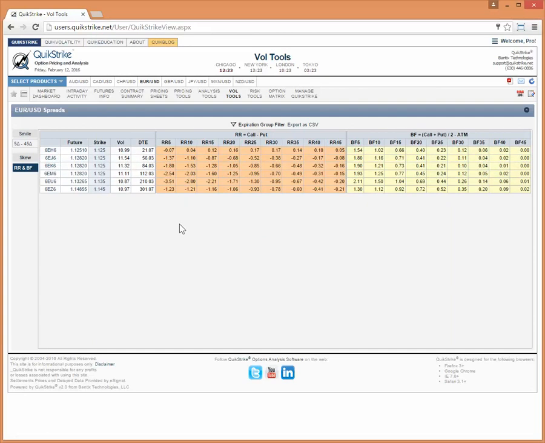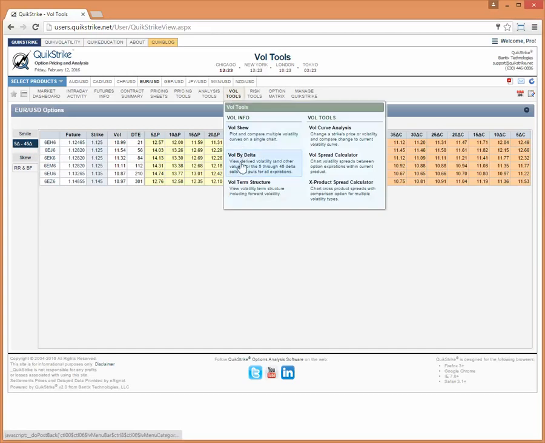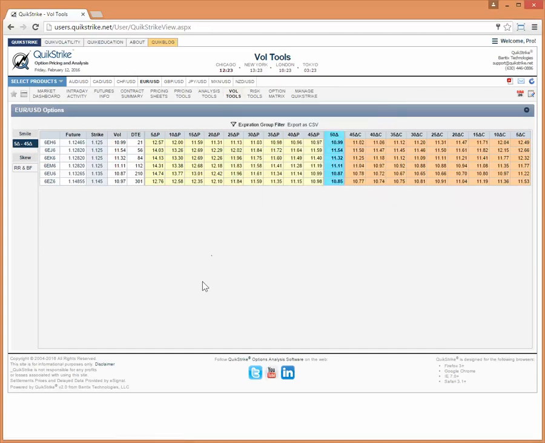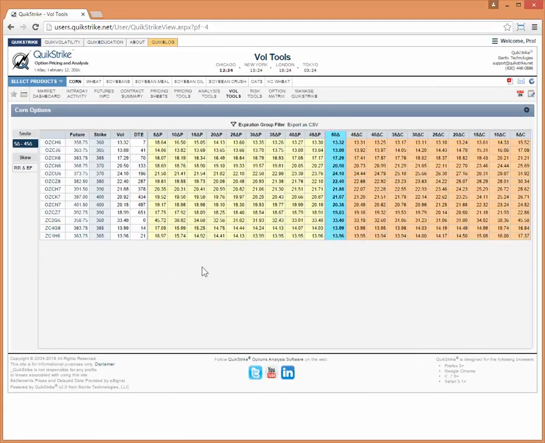So that's it for today. So again, we are on the Vol Tools, Vol by Delta. I encourage you to kind of look around at the different products as well and see how these things look, and you get a good handle on sort of the shapes of the curves. And it's a real easy way to see right away whether there's put or call skew. It's a real straightforward, simple way of doing a quick analysis of the market itself.